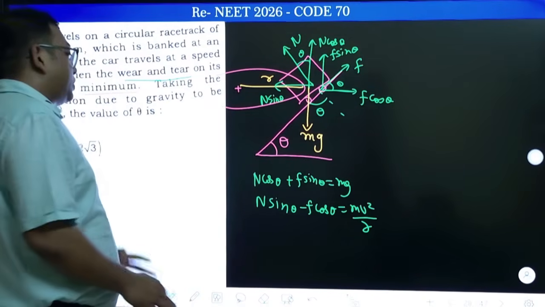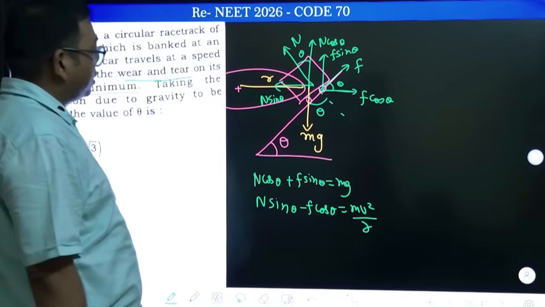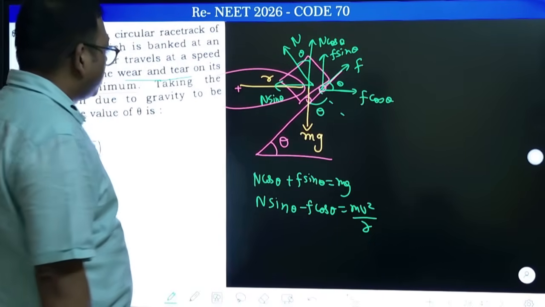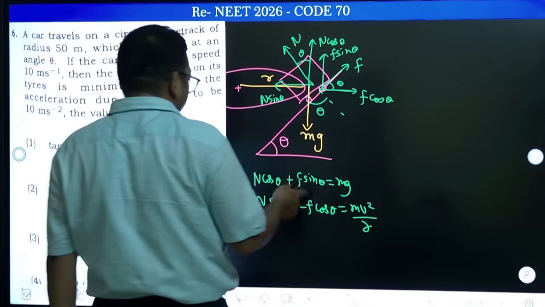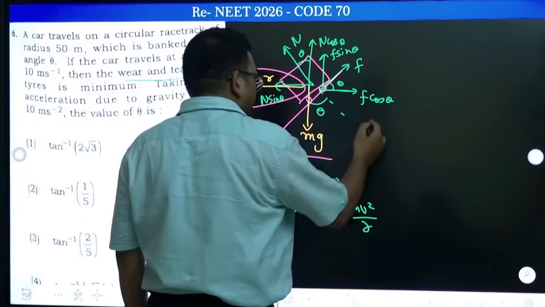Okay, I think let us try to eliminate normal and get friction in terms of that, because friction has to be minimum. How can we eliminate normal? I think normal you calculate from here and divide it. So can we do that? Let us try that.